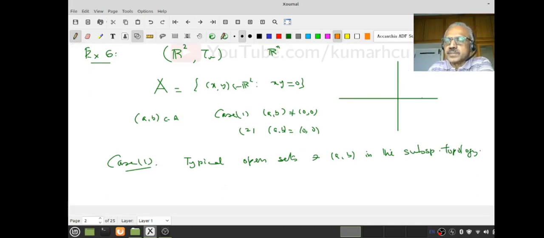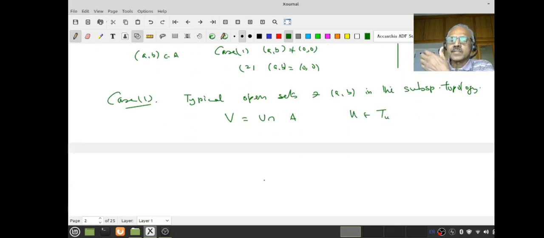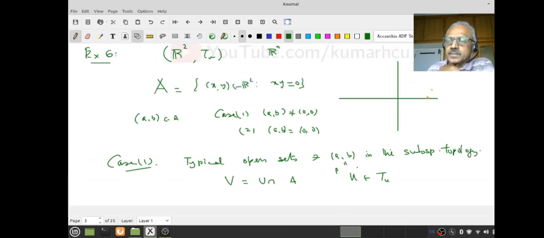Suppose my (a, b) is this. Now what is a typical open set, call it V? It is of the form U intersection my set A, where U is open in the standard topology of R2. What are the simplest open sets which contain (a, b)? If you give me a point P, then it's a ball of radius r, B(P, r). Therefore, I choose r small enough, and when I intersect, what kind of open set do you get?